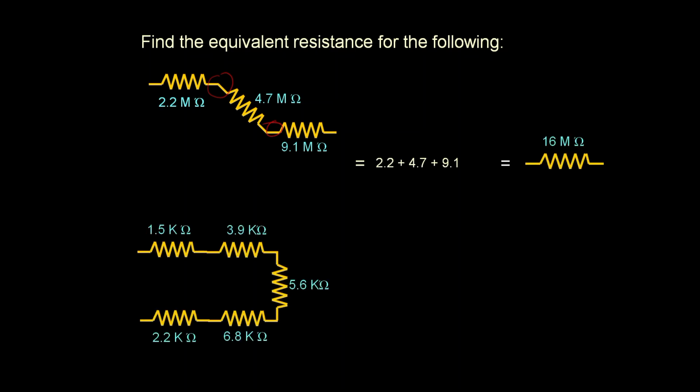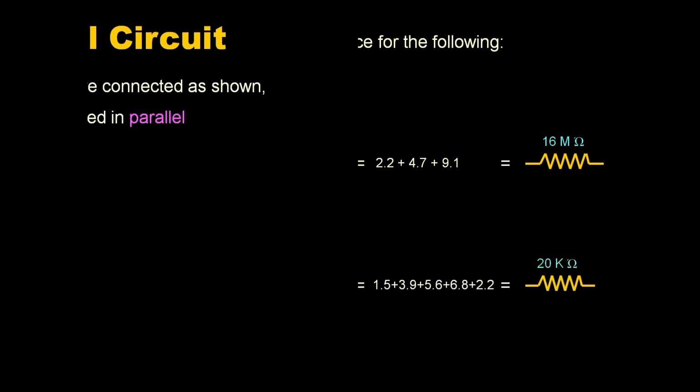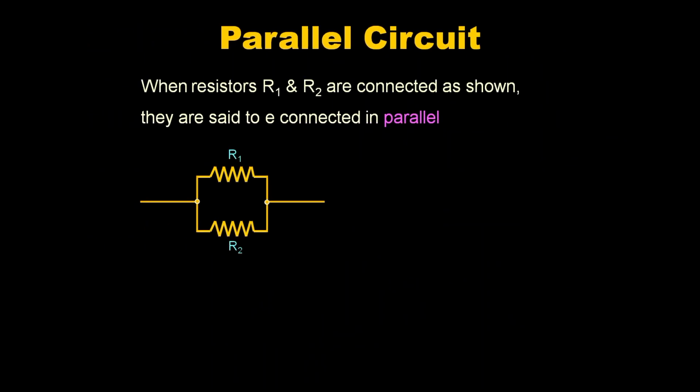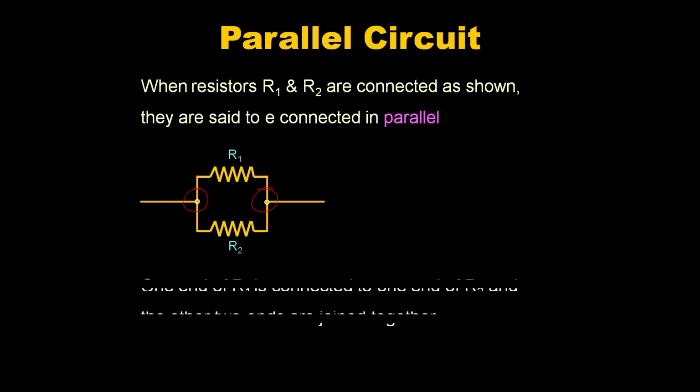So this is also series, because this end is connected to this resistor, this is connected to this, and so on. So this is a series. Now coming on to a parallel circuit. I said, if both the ends are connected to each other, then that is a parallel circuit.